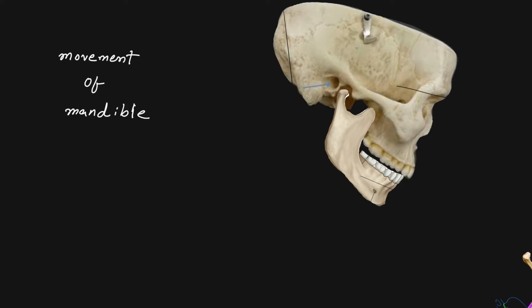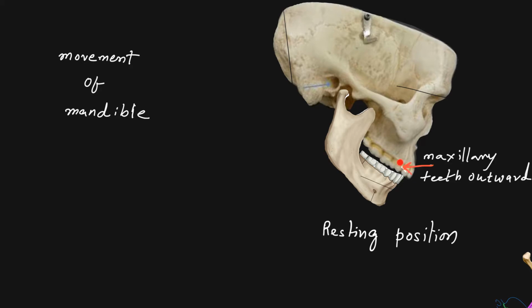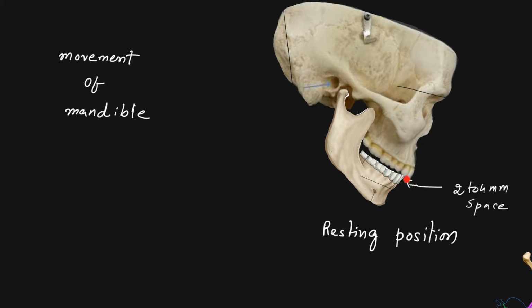In the resting position, normally the maxillary teeth remain slightly outward as compared to the mandibular teeth. You can see here the mandibular teeth are slightly inward, and there is a space between the maxillary teeth and mandibular teeth. It's around 2 to 4 mm. So with this space, the mandible is in the resting position.